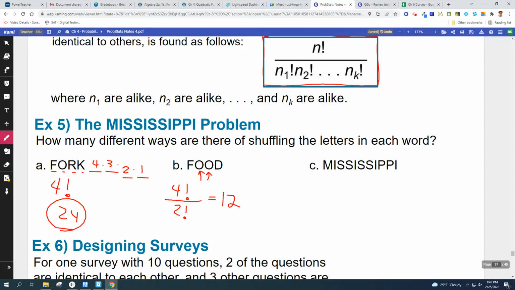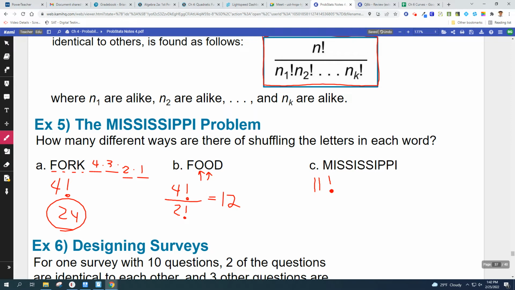Okay. Now, I like the word Mississippi because I think it really does a good job of illustrating this problem. That's why I call it the Mississippi problem. We're going to do the same thing. How many letters are there in Mississippi? I see 11. There are 11 letters in Mississippi, and if they were all different, this answer would be 11 factorial. If they were all different, okay?